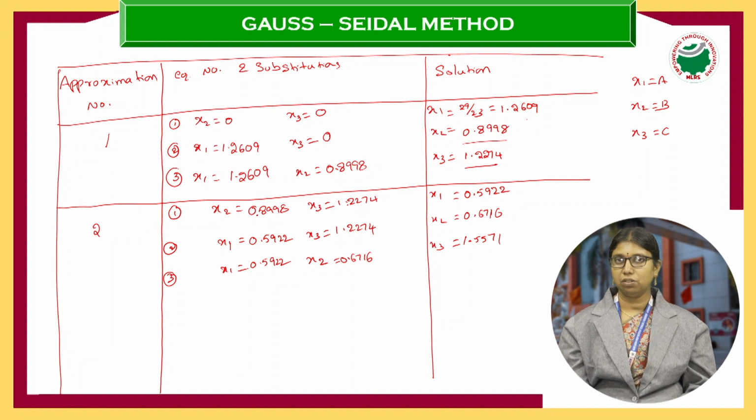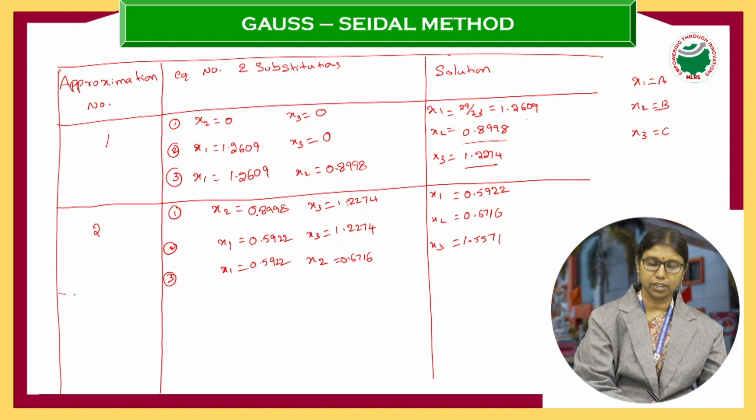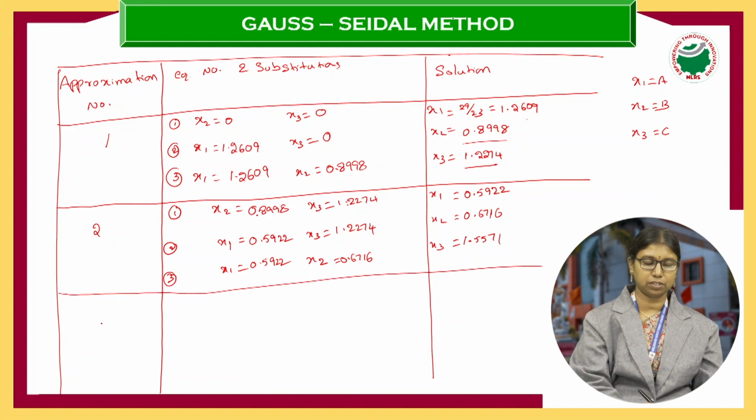Clearly all the three values are not equal. All are varying at the first decimal itself. So do the next approximation. Let us see the third approximation.